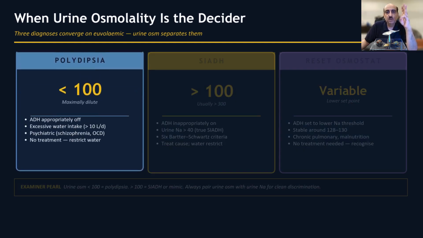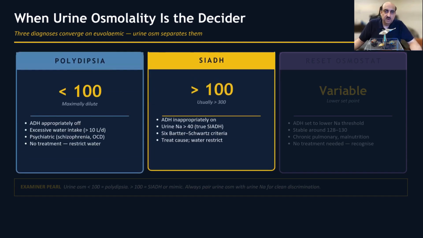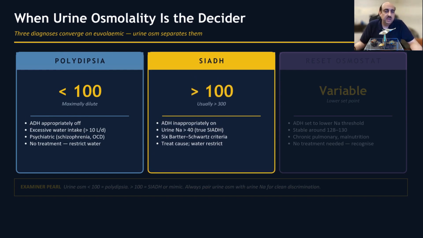So in the three euvolemic diagnoses, all of them converge on the same biochemistry, and the only thing separating them will be the urine osmolality. For example, in primary polydipsia, as we have discussed before, osmolality will be less than 100, which means dilute urine. The kidney is doing its job. The patient is drinking excessive fluids, sometimes more than 10 liters per day. Clinical conditions include schizophrenia, OCD, or anticholinergics leading to dry mouth. In SIADH, the urine osmolality is above 100, mostly above 300, and the ADH is inappropriately switched on. But we cannot diagnose SIADH until we have applied the 6 Bartter and Schwartz criteria. Please refer to our video in part 1.